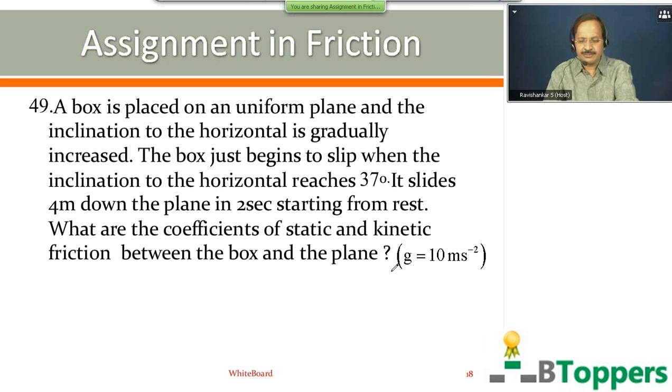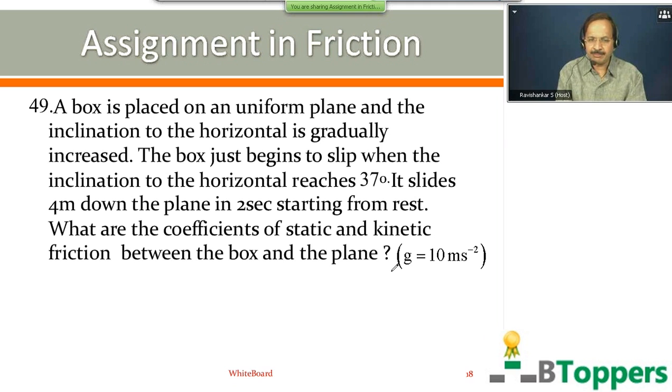See question number 49. A box is placed on a uniform plane and the inclination to the horizontal is gradually increased. The box just begins to slip when the inclination to the horizontal reaches 37 degrees. It slides 4 meters down the plane in 2 seconds, starting from rest. What are the coefficients of static and kinetic friction between the box and the plane?